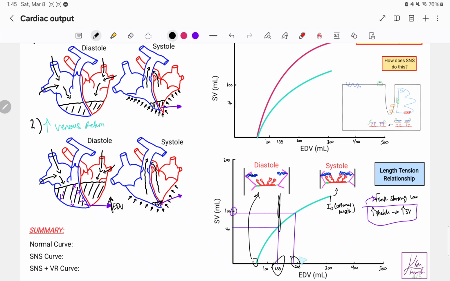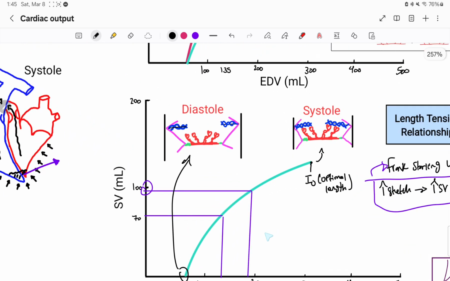Whereas over here, we're more towards the right and closer to this configuration, closer to the optimal length. The closer I am to the optimal length, the better the actin and myosin are able to interact with one another. The further away I am from the optimal length, the less optimally they're going to interact with one another. Okay? So let's do a quick summary of this.